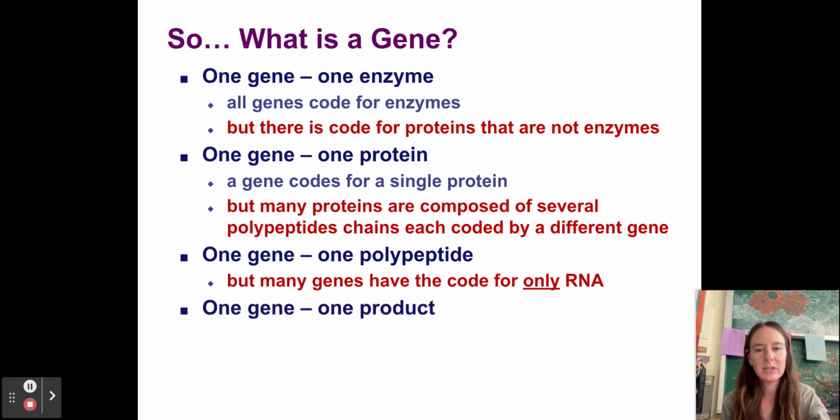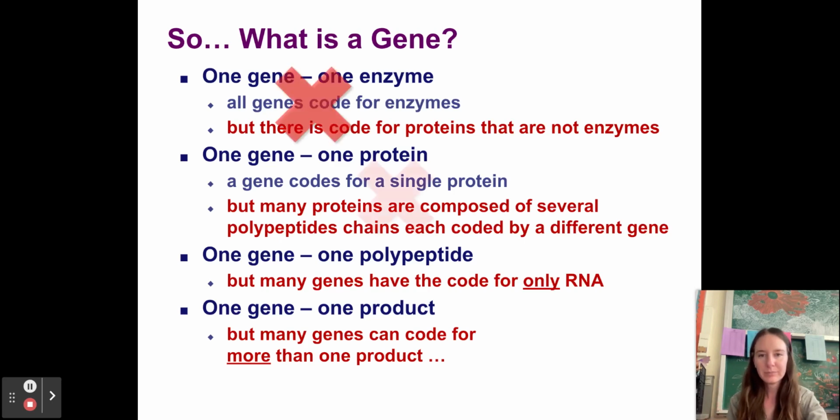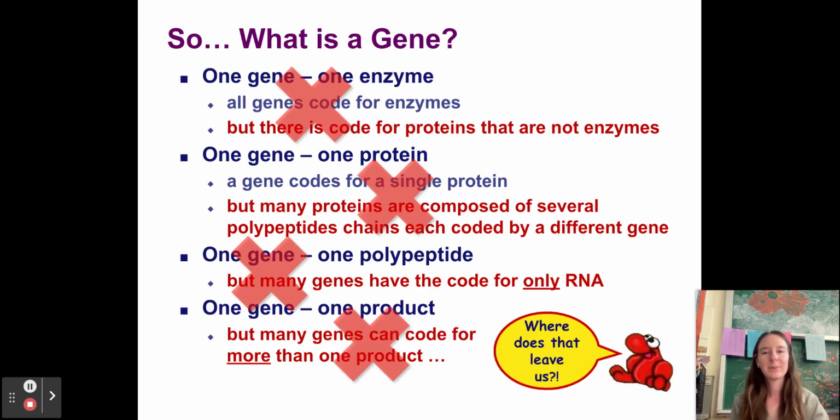Or we can say one gene builds one product. But there are many genes that code for more than one product. So you can have the same gene, but it can actually build multiple different products, which is kind of confusing. So none of these are true. So what does that leave us with?